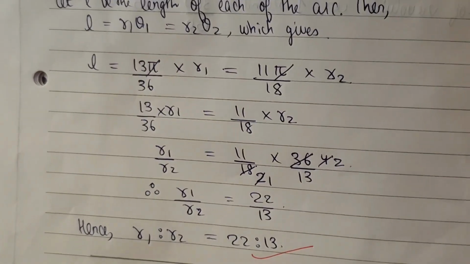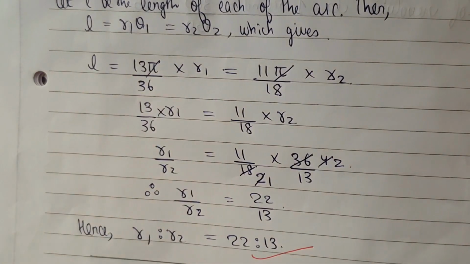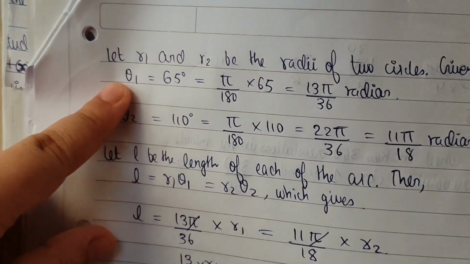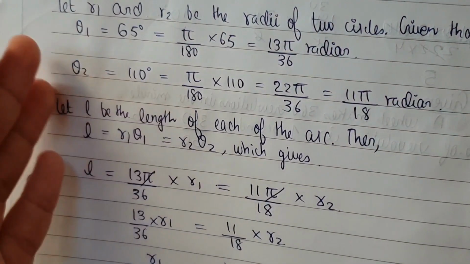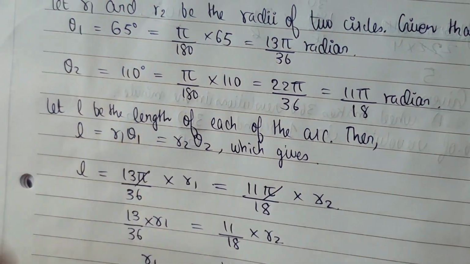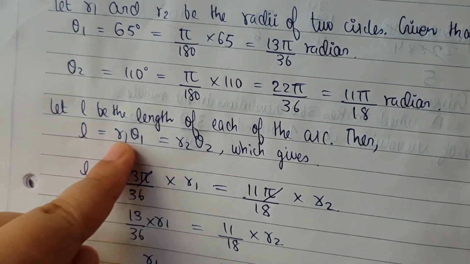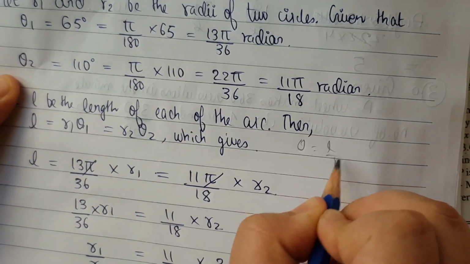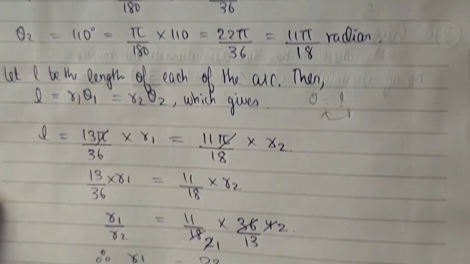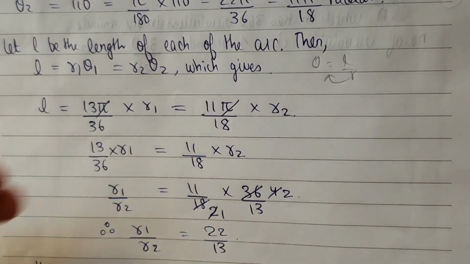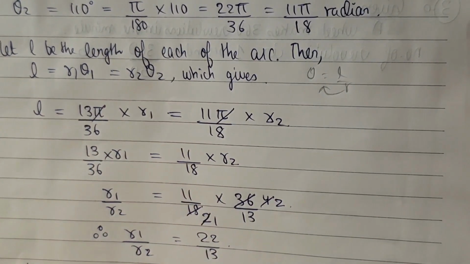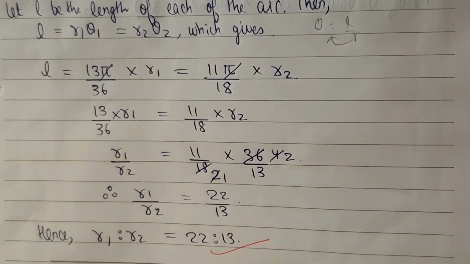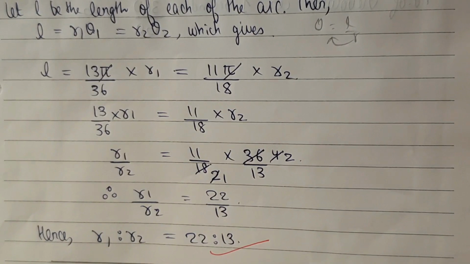Everything clear? Not clear? Let's look at how it's been done. We know theta 1 and theta 2. Write down the values and convert them from degree form into radian form. Then the formula is L equals R times theta, because theta equals L by R, and just moving R to this side you get the formula. Put in the values, cancel the common part on both sides, and you get the answer. Very simple. Now comes Exercise 3.1.